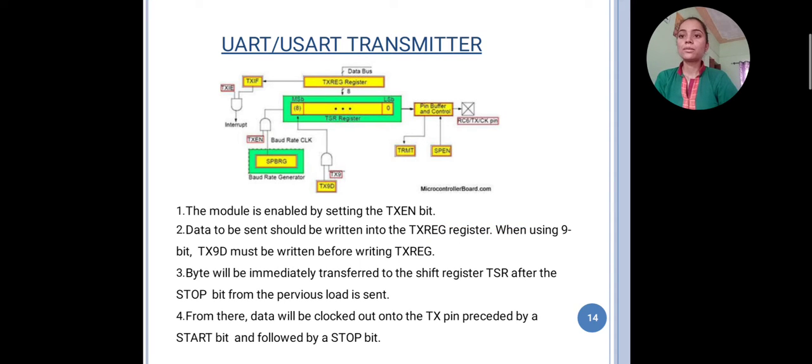UART transmitter and USART transmitter. This is the block diagram of the UART and USART transmitter. The module is enabled by setting the TXEN bit. The data byte to be sent should be written into the TX register. When using 9 bits, TX9D must be written before writing the TX register. The byte will be immediately transferred to the shift register TSR after the stop bit from the previous load is sent. From there the data will be shifted out onto the TX pin, preceded by a start bit and followed by a stop bit.